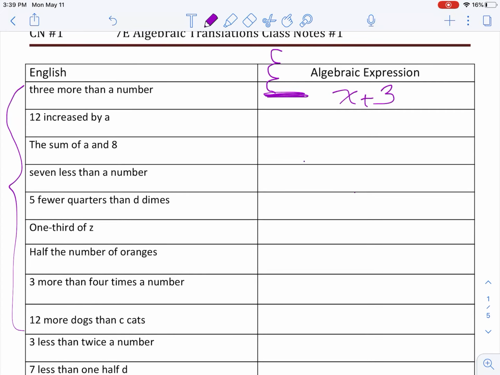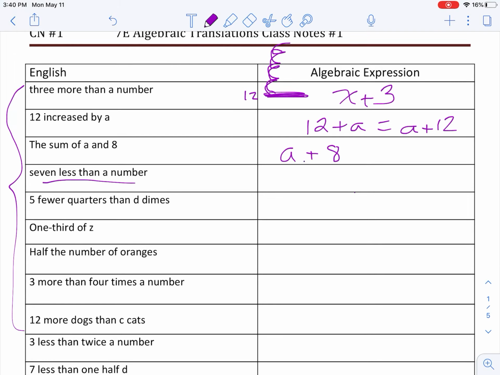12 increased by a, so you have 12, you're sitting here, and you need to increase it by a. You need to bring it up a notches. So that's going to be 12 plus a, same thing as a plus 12. But generally, either of these work because of the commutative property. The sum of a plus 8, nice and friendly.